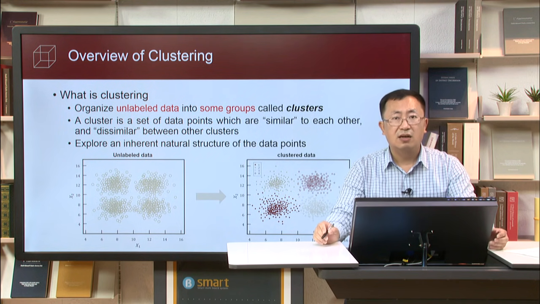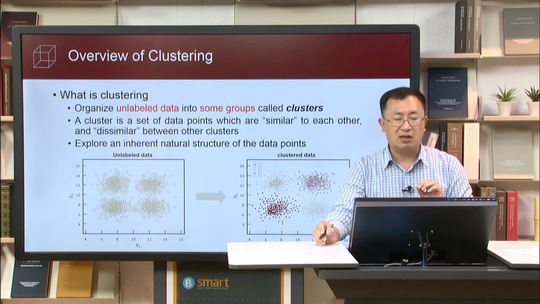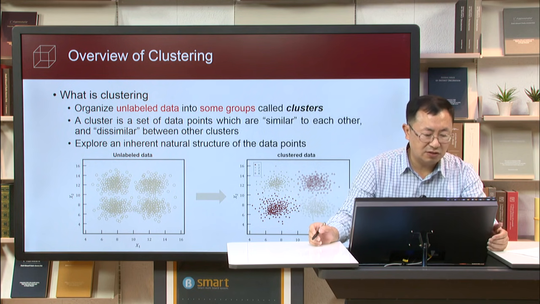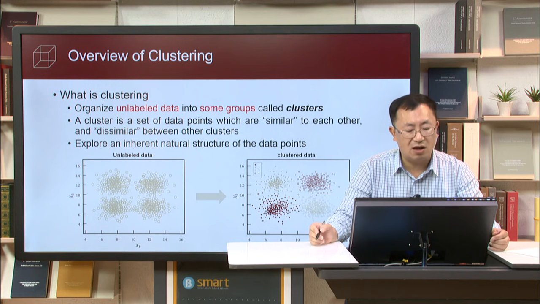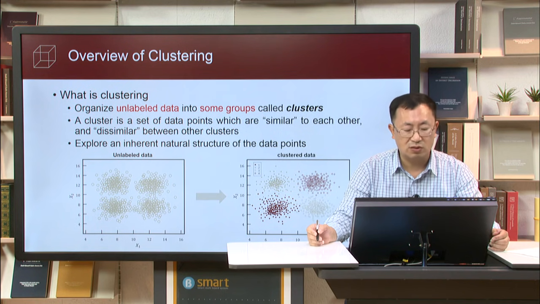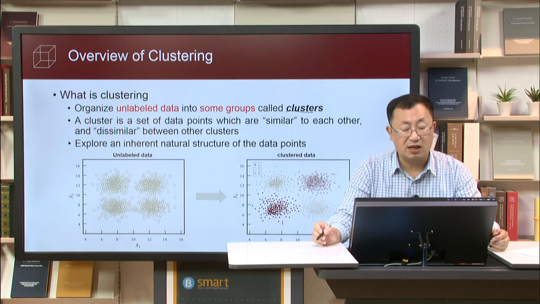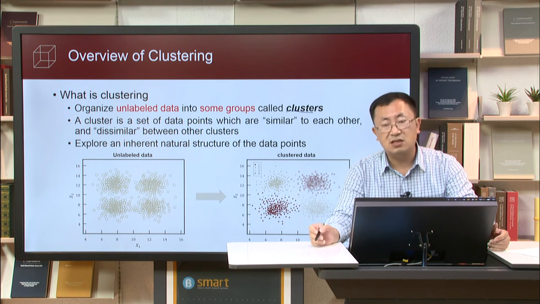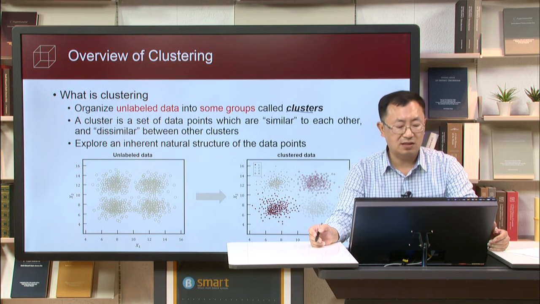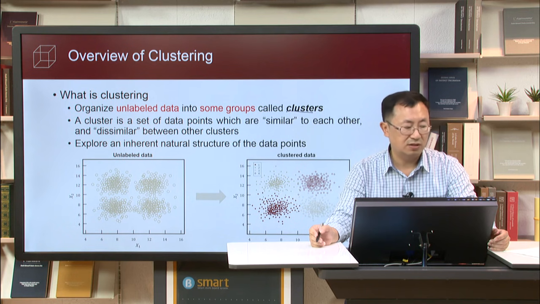So today, our main topic is clustering. So what are clustering problems? What is clustering? Clustering is to organize unlabeled data into groups called clusters. That is the definition of clustering. A cluster is a set of data points which are similar to each other and dissimilar to points in other clusters.